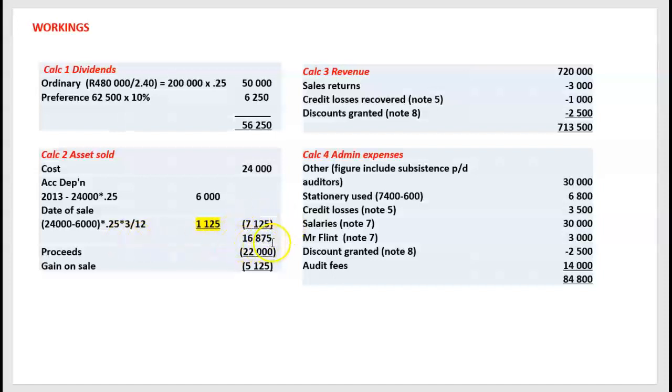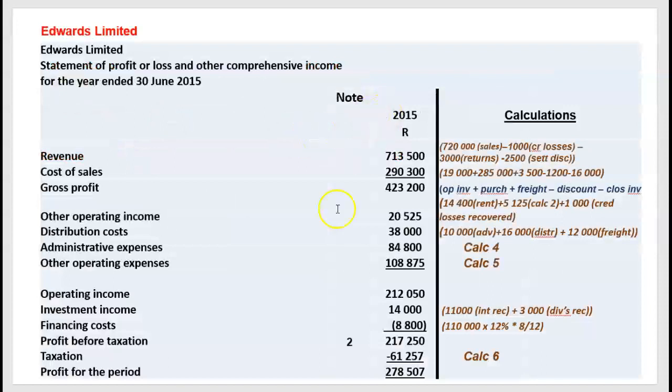The carry value of the asset as at the date of sale, 16,875 Rand. The proceeds is 22,000 Rand. I just forgot to tell you that you have to ignore that in this question. So there was a profit on the sale of this asset of 5125. Now the profit on the sale of the asset of 5125, that is other operating income. So we can park it on our income statement under other operating income.